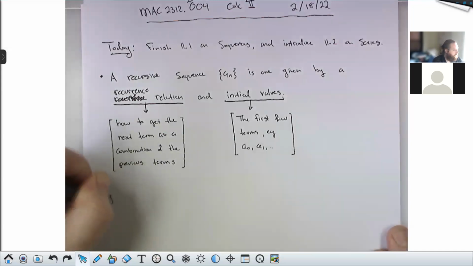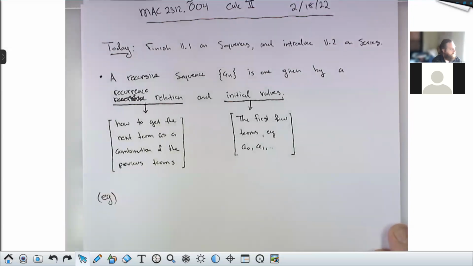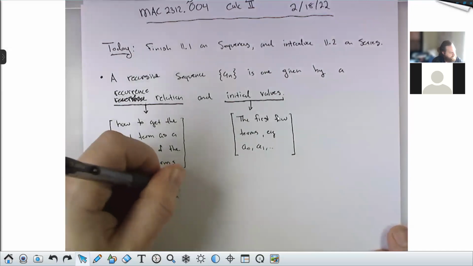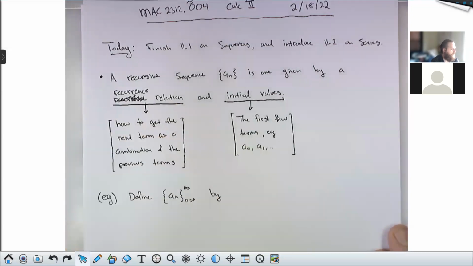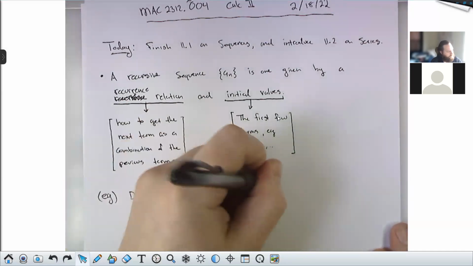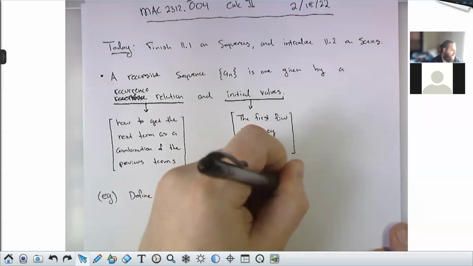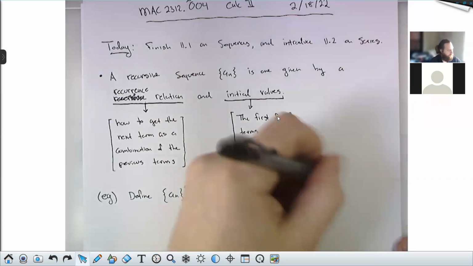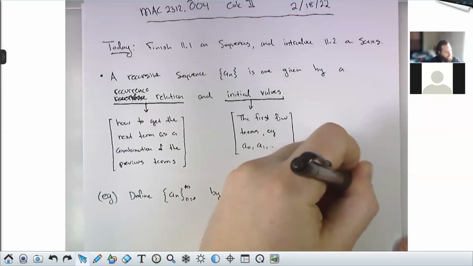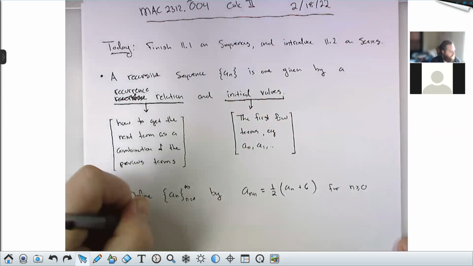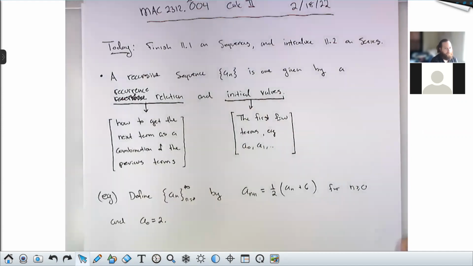So for example, a nice simple recursive sequence. I can define the sequence a_n running from 0 to infinity by the rule that a_(n+1) is 1/2 of (a_n + 6). And this is for n greater than or equal to 0. And the fact that a_0 is equal to 2.